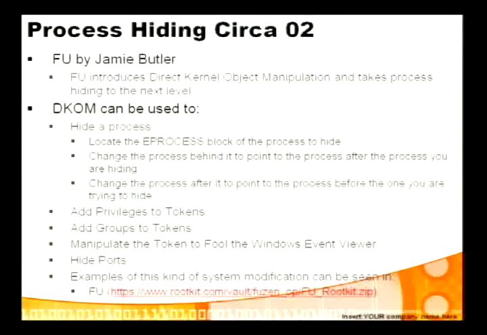And I developed a proof of concept rootkit called FU that would go in and unlink the active process list so that you could take a process out of the active process list. It would still get scheduled. However, it wouldn't show up to task manager or any of the other processes.